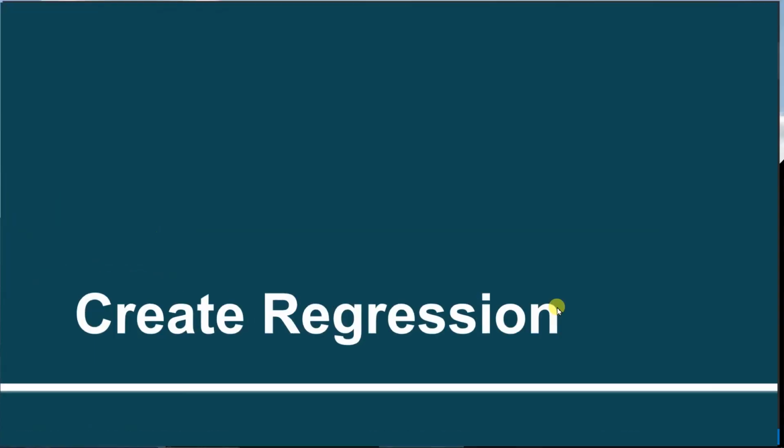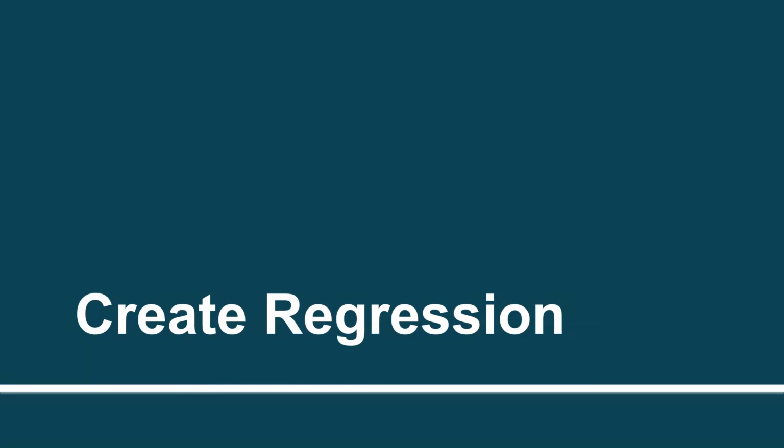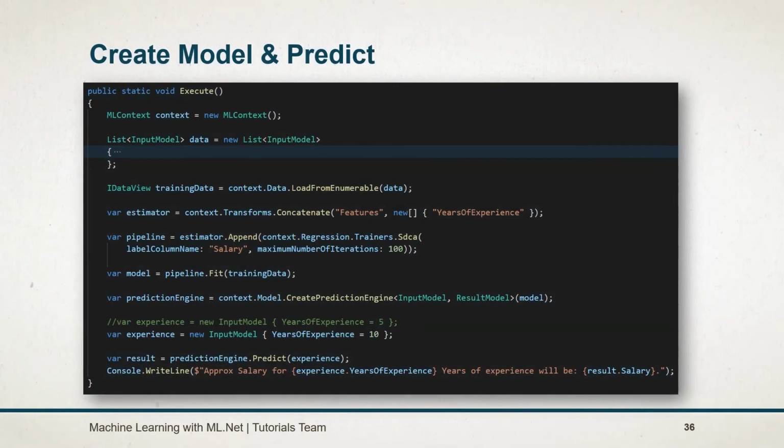Let's see what we have learned in this session. In this session, we have created a simple demo of the regression task. For this, we have loaded the data from the enumeration, concatenated all fields into Features, and specified SDCA as a trainer. Within that, we specified the label and the number of iterations. After this, we have created a model and fed the training dataset, created a prediction engine, and predicted salary for 5 years and 10 years of experience.